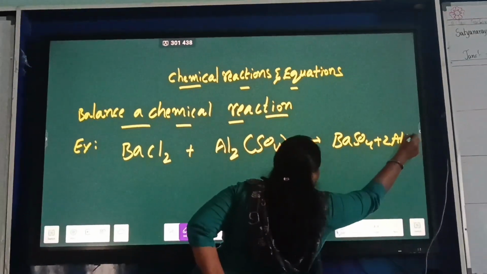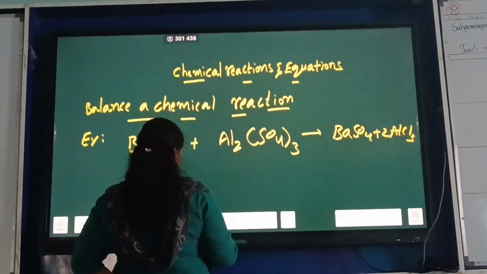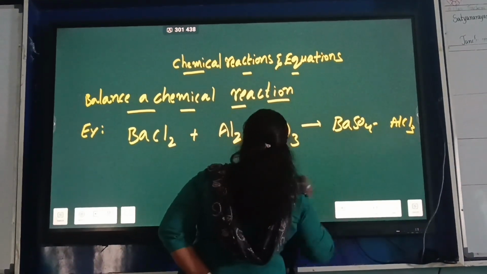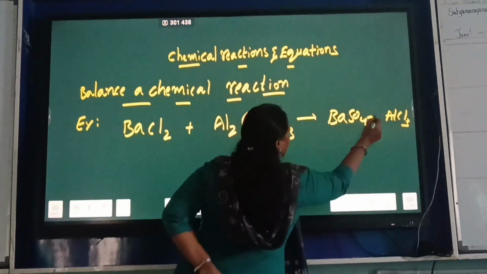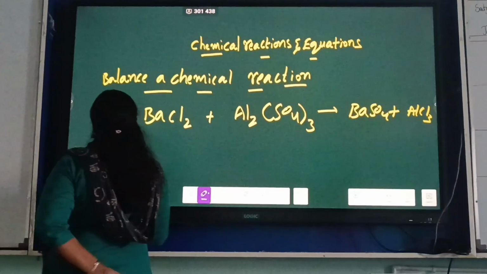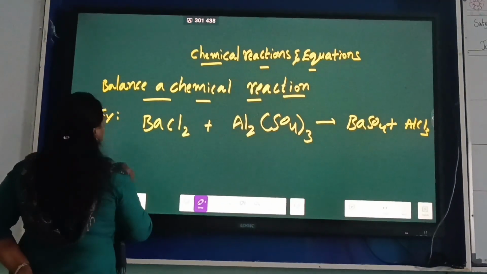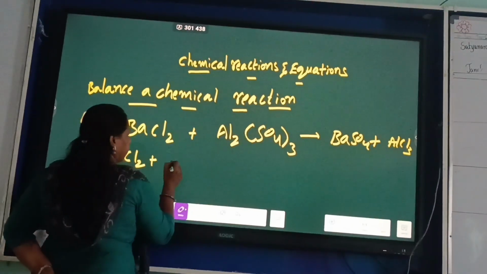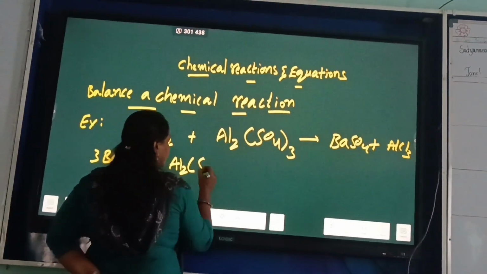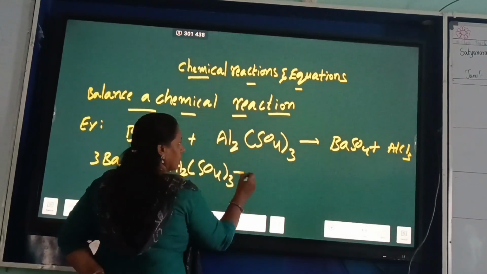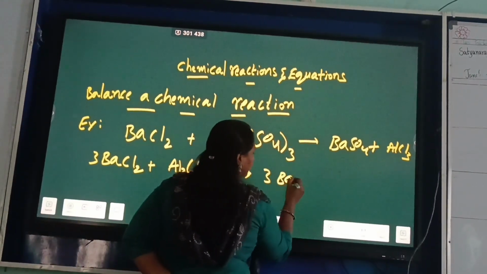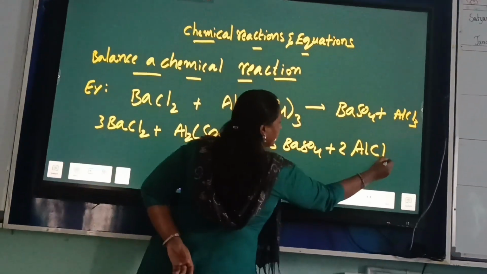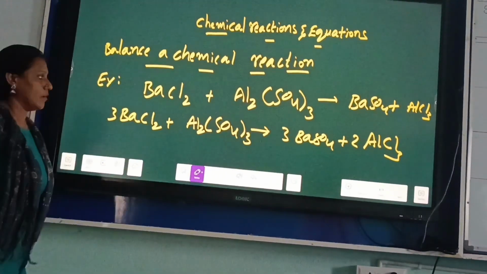So this is barium chloride plus aluminum sulfate. How can you know the formulas? For example, aluminum sulfate. Already in the 9th class you learned the crisscross method. So how to write the formulas? For example, aluminum valency plus 3 and sulfate valency plus 2. If we crisscross like this, aluminum takes 2 and sulfate takes 3. So that's why Al2(SO4)3. This is the balanced chemical reaction.